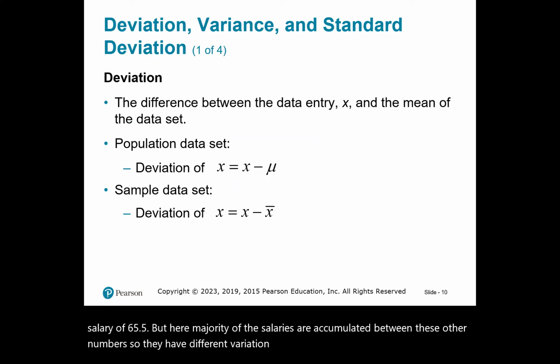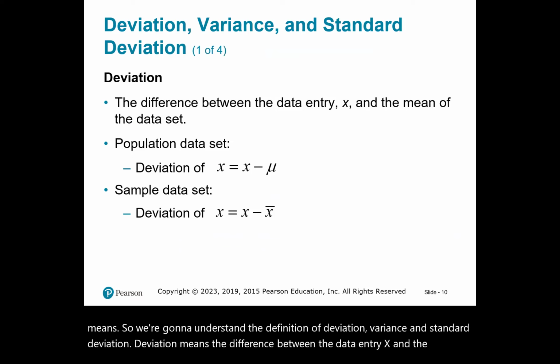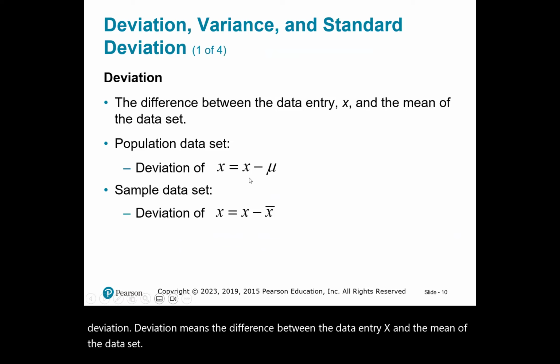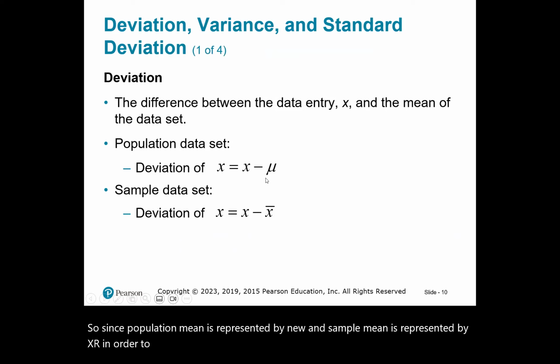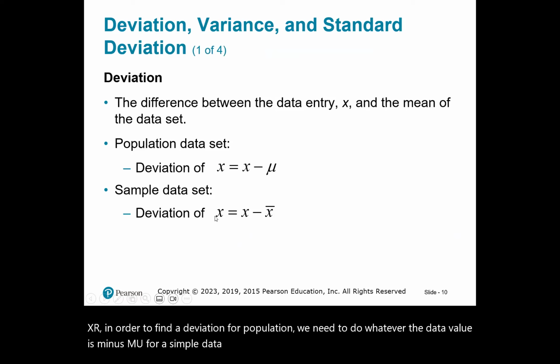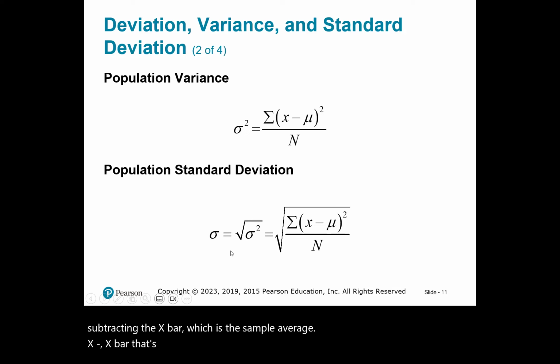So we're going to look at what deviation means. We're going to understand the definition of deviation, variance, and standard deviation. Deviation means the difference between the data entry, x, and the mean of the data set. Since the population mean is represented by mu, and the sample mean is represented by x bar, to find the deviation for a population, we do the data value minus mu. For a sample data set, we find the deviation by subtracting x bar, the sample average: x minus x bar. That's how we find the deviation.